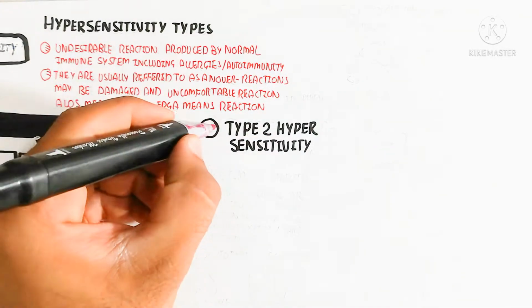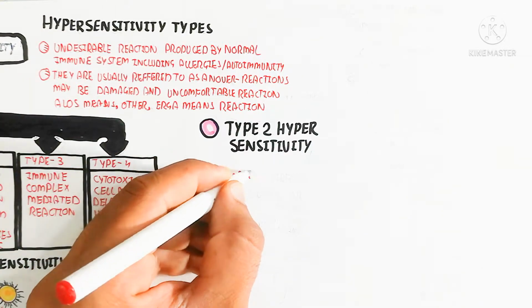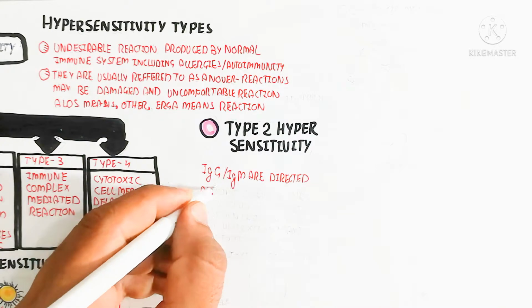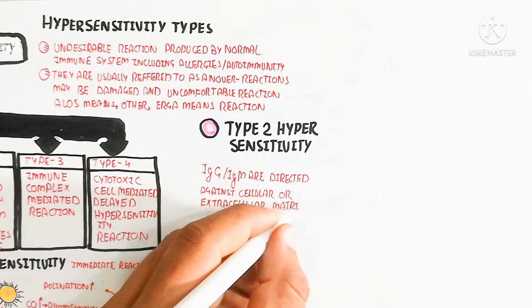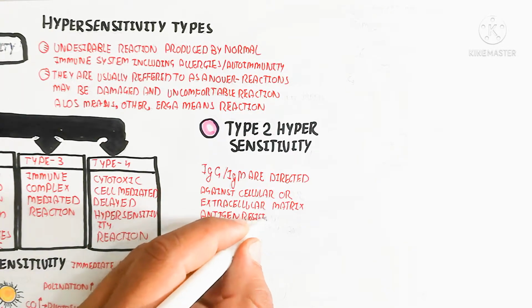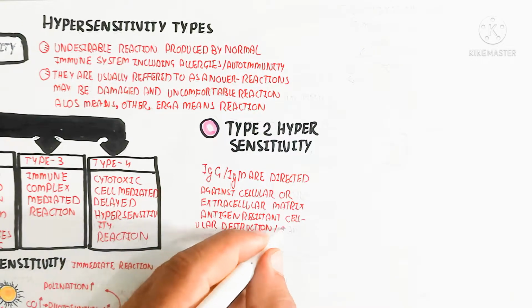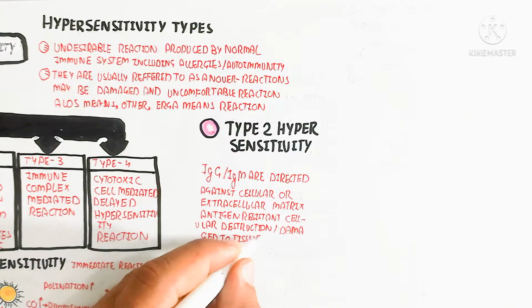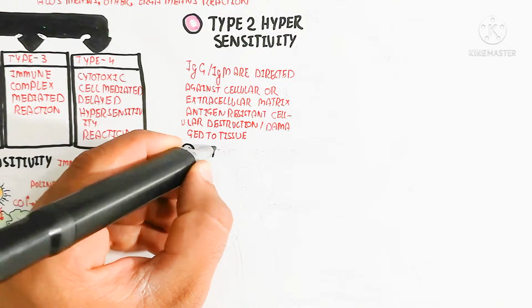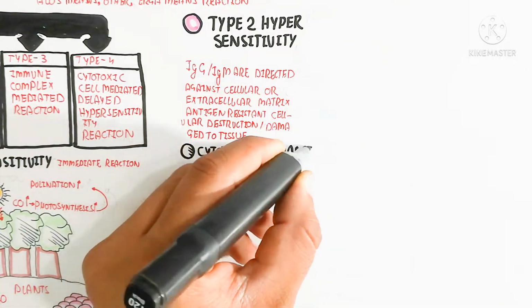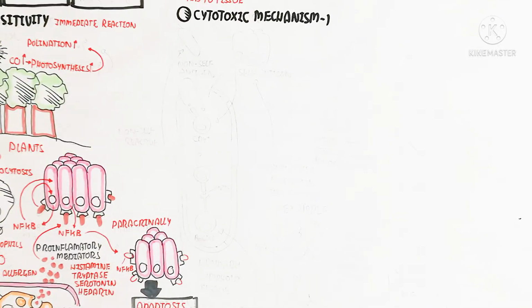So type 2 hypersensitivity is separate, and in this type the immunoglobulin G and immunoglobulin M are directed against cellular or extracellular matrix antigens, resulting in cellular destruction and damage to tissue. So the tissue will be damaged. And in this way there are cytotoxic mechanism 1 and cytotoxic mechanisms 2, 3, and 4, which involve different pathways that we will discuss. So hypersensitivity type 2 involves cytotoxic mechanism 1.